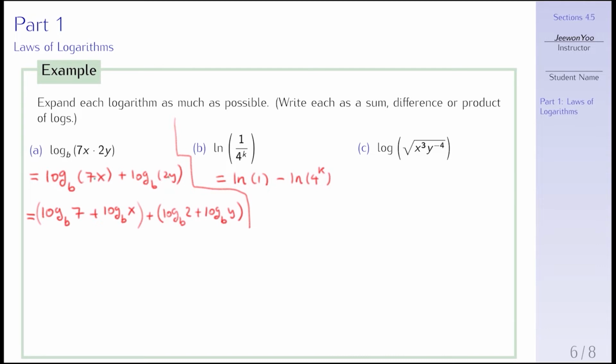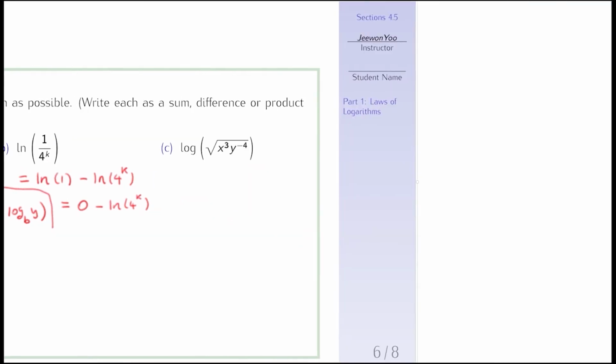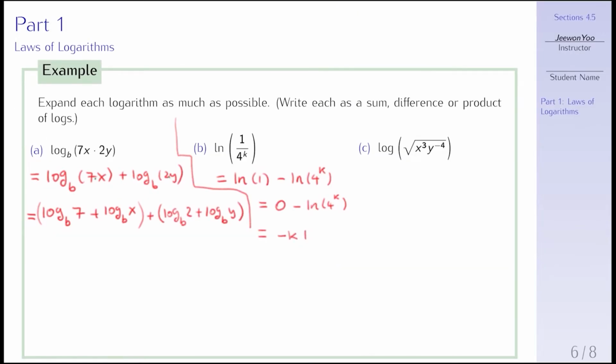From the previous video, any logarithmic expression containing 1 is equal to 0. I hope you remember that from previous video. So this whole thing is 0. Finally, we can bring the k down to the front using the power law. And congratulations, this is the answer for part B. Lastly, let's do part C.